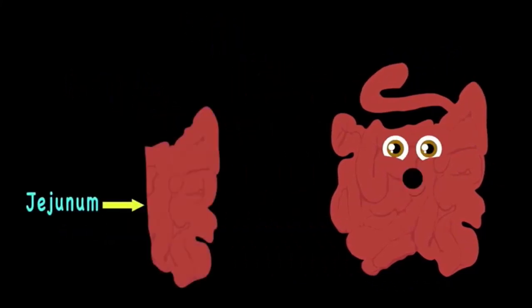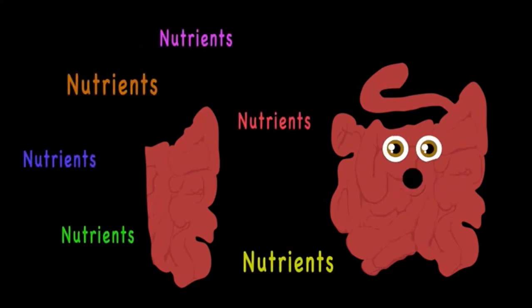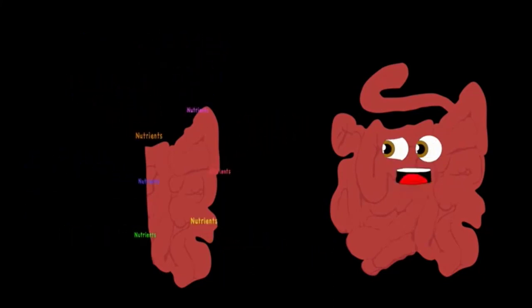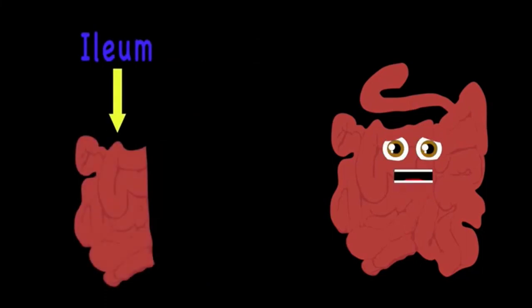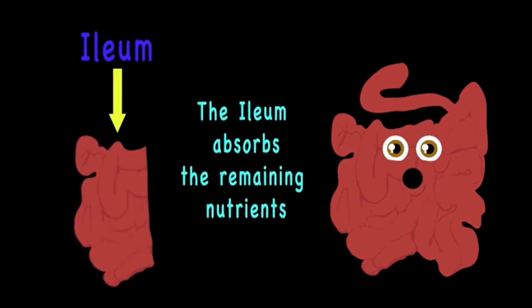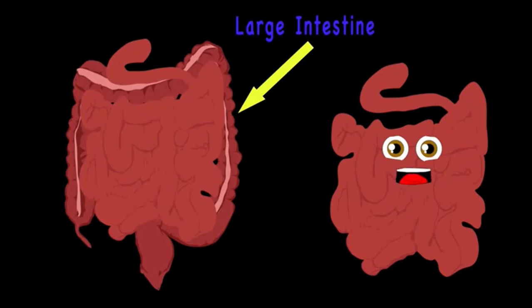Now your jejunum is your second segment. That's where most of your food's nutrients are absorbed in its descent. And after your jejunum gets the nutrients it needs, the chyme is passed to the ileum, which concludes the parts of 3. The ileum absorbs the remaining nutrients before beginning the journey into your large intestine.